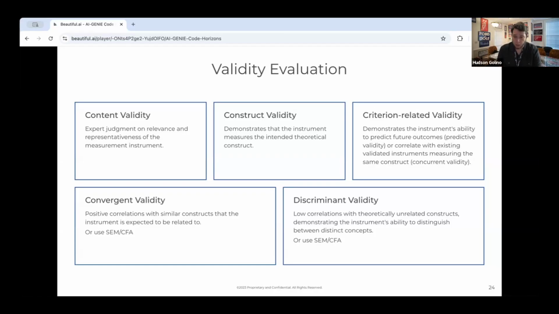validity. We can see how our new instrument diverges from similar constructs, but they are not the same construct, using structural equation modeling or confirmatory factor analysis, and so on and so forth.